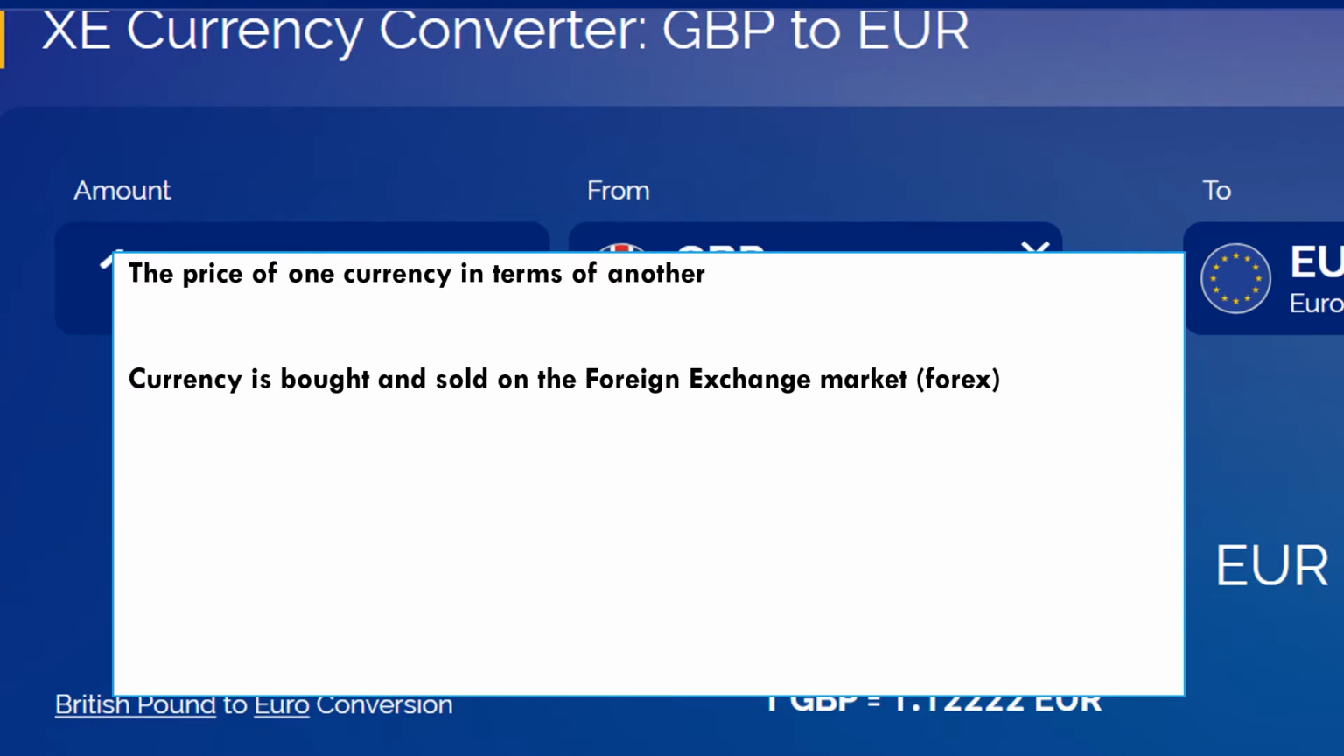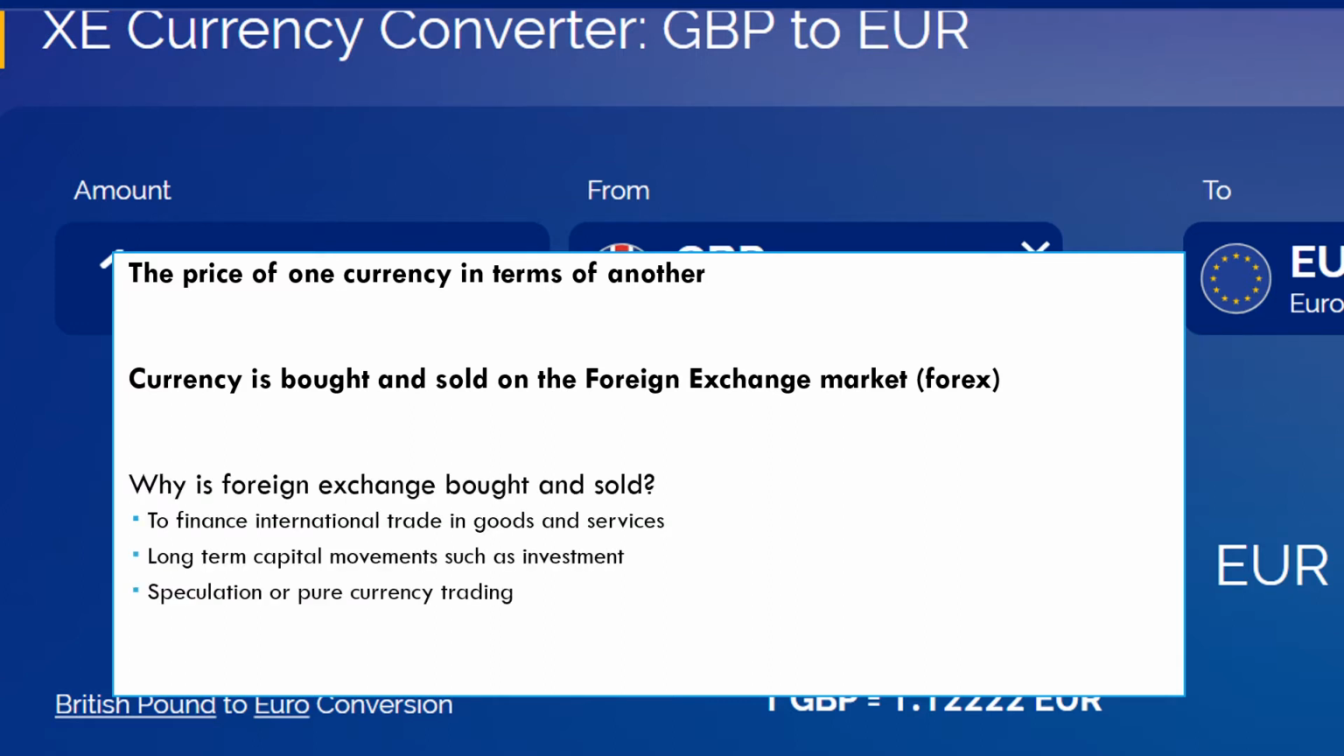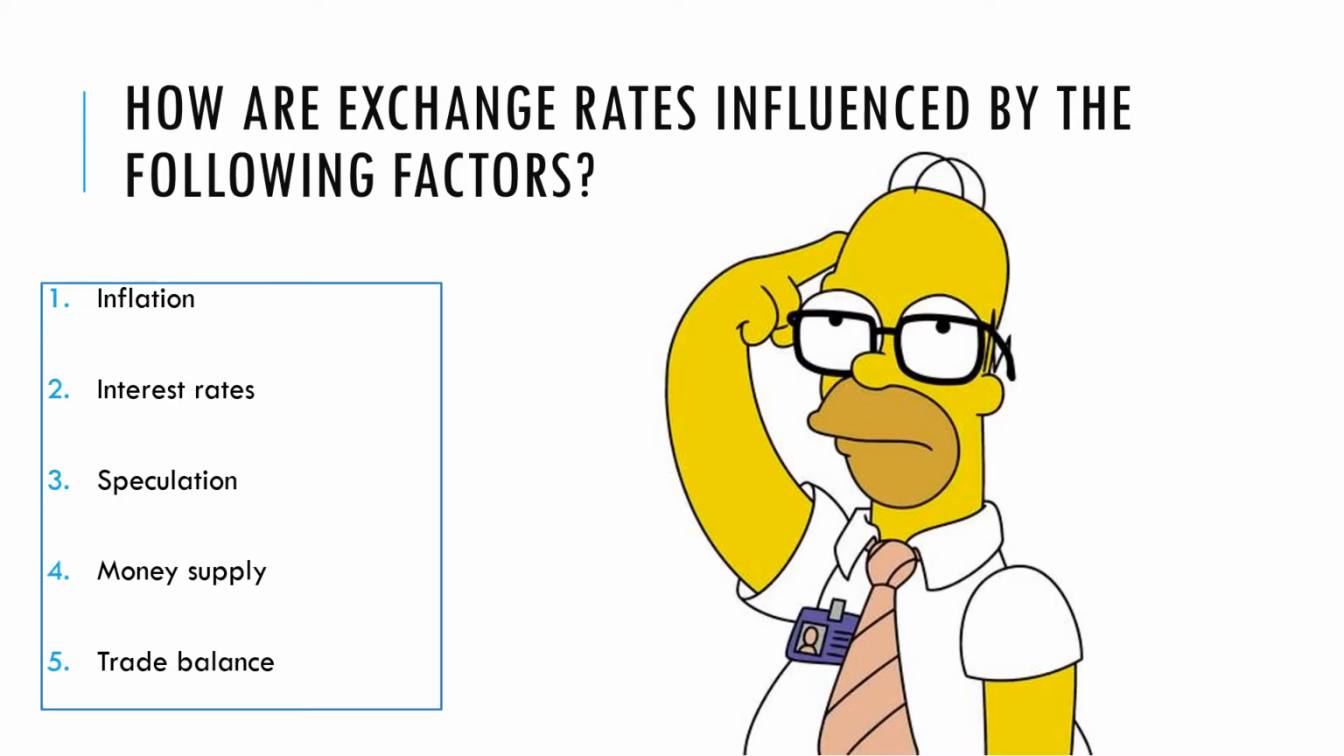This price is determined through the interactions of demand and supply on the foreign exchange market, often known as the forex market. Typically, why is foreign exchange bought and sold? Well, if I want to buy an import from abroad, or if I want to build a factory abroad, or maybe to try and make a profit out of trading currencies. So we're going to look in this video at 5 different factors that might influence the exchange rate, and we're going to look predominantly from a UK perspective.